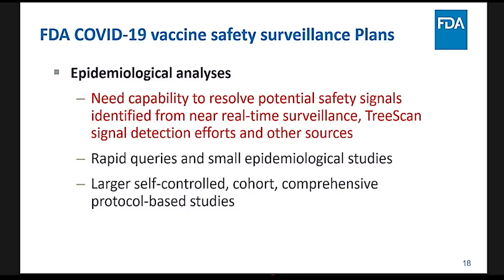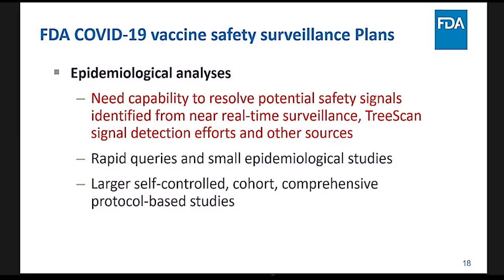I just wanted to talk a bit about our other surveillance plans, because it won't just be around the rapid cycle analysis. If we identify signals from those rapid cycle analyses, we'll need a capability to identify and adjudicate those signals. So you go from a screening method, which is a near real-time surveillance approach like rapid cycle analysis, and then you want to have more certainty that that event is true. So we would use our other databases to evaluate those safety signals further by conducting either small epidemiological studies or larger self-controlled or cohort studies or more comprehensive protocol-based assessments.